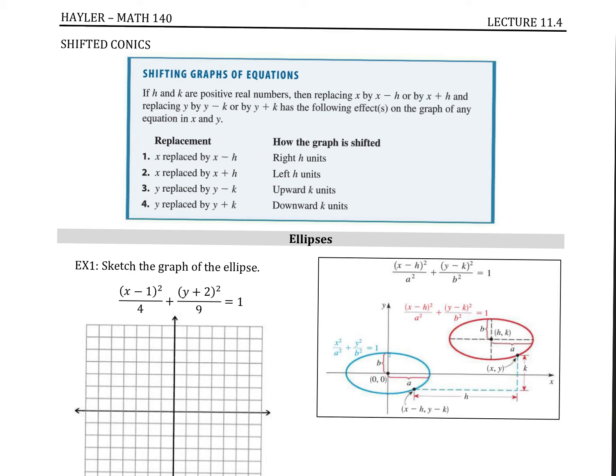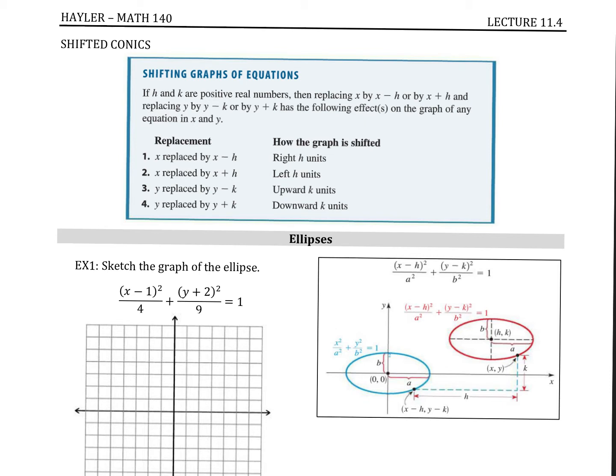Okay, so we are looking at shifted conics. Previously, we've been looking at conics that were all centered at the origin, or centered at (0, 0). Now we're taking a look at what happens when we shift those around on the graphs, sort of like transformations. So, shifting graphs of equations.